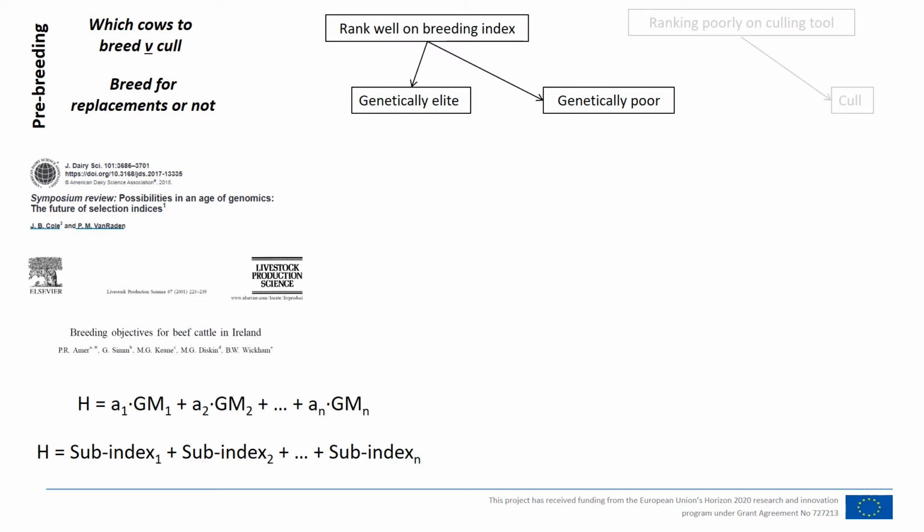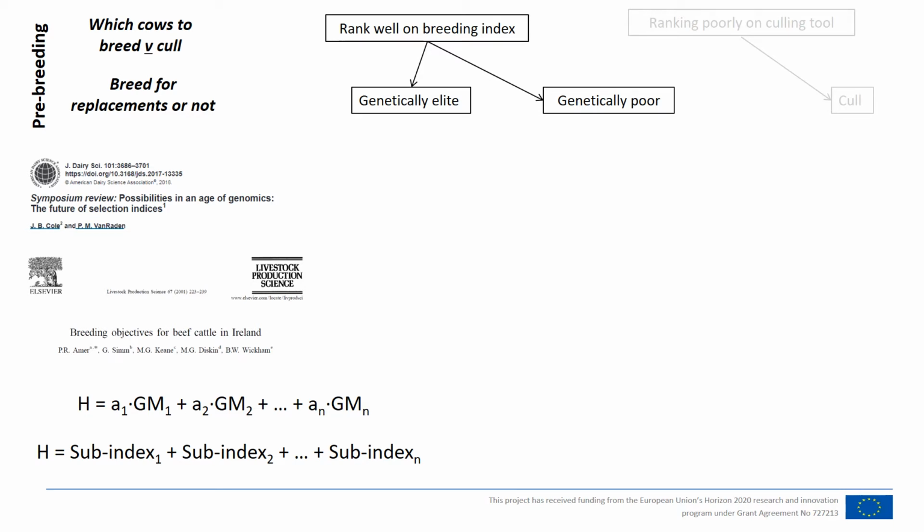Now, more recently, to aid in decision making, many people have collapsed some of those individual traits into subindexes. So for dairy, for example, it would be a subindex on milk production, which would include milk yield, fat yield, and protein yield. Or you could have a subindex on functionality or fertility, which would include measures of fertility and survival. In beef, you could have a subindex on carcass merit, which would include carcass weight, conformation, or fat score.